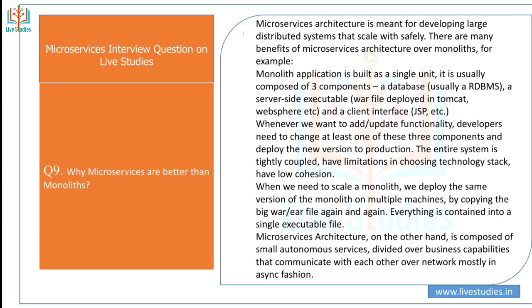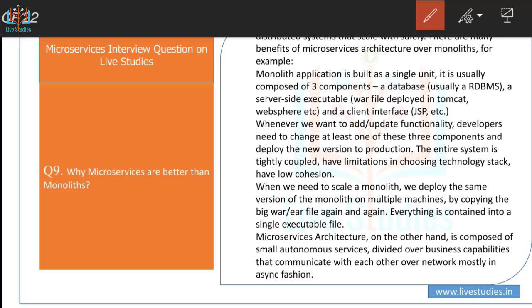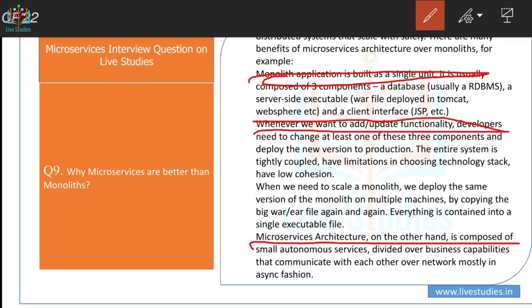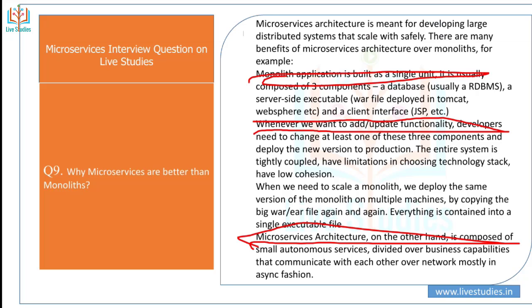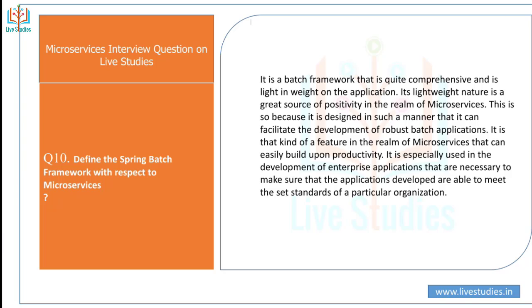that communicate with each other over networks mostly. A monolith is a single point, while microservices architecture is component based. Okay. Move to another question.